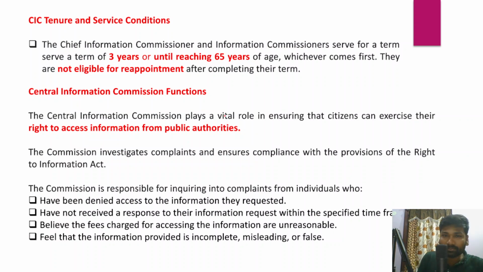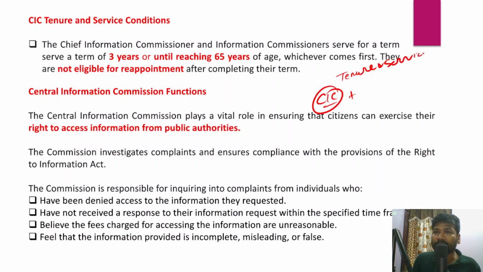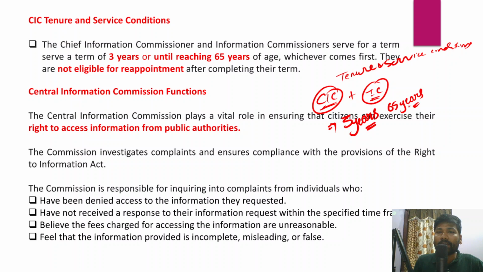Now we'll understand what is the tenure of the Chief Information Commissioner. This is also very important, right? We need to understand the tenure and also the service conditions of the Chief Information Commissioner and other information commissioners. If you carefully look at the service conditions and tenure, they serve for a term of 3 years. It is not like the constitutional authorities like the UPSC chairman or the Comptroller and Auditor General. They serve for a period of 3 years or until they reach the age of 65 years, whichever is earlier.